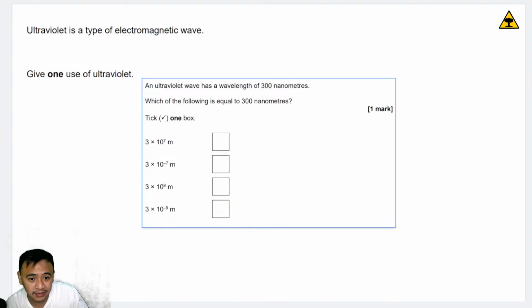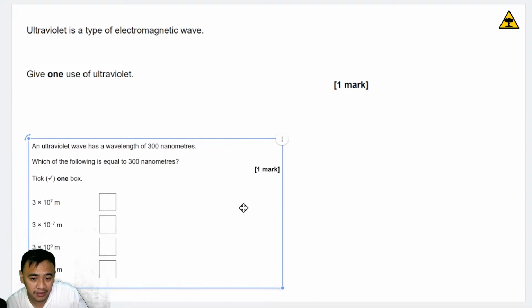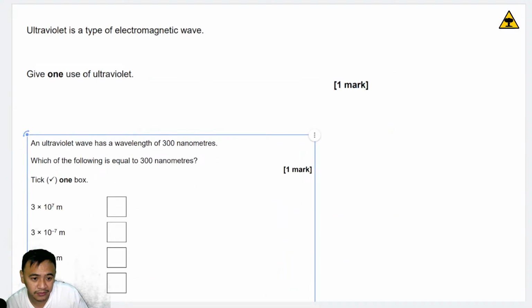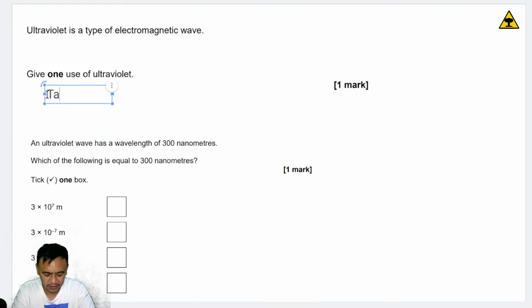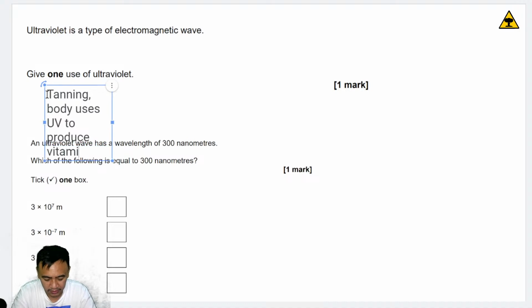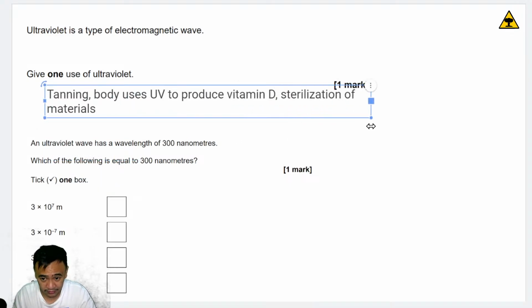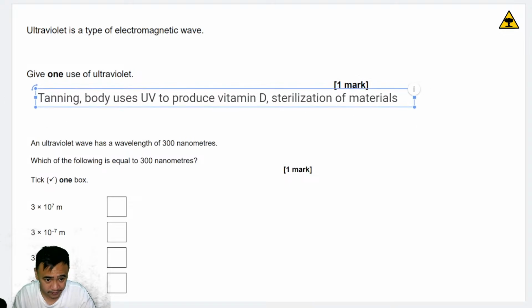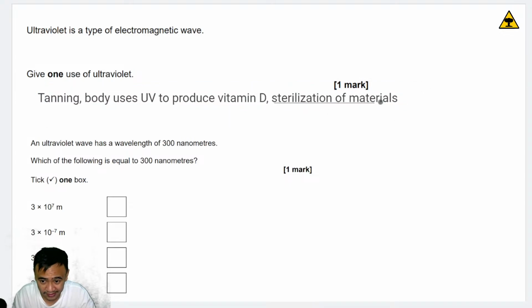So let's go back here. You said tanning. Let's just put those tanning beds. Tanning. Body uses UV to produce vitamin D. Sterilization of instruments of material. Sterilization of materials. There are other uses. I think this is the safest answer though. Sterilization of materials.